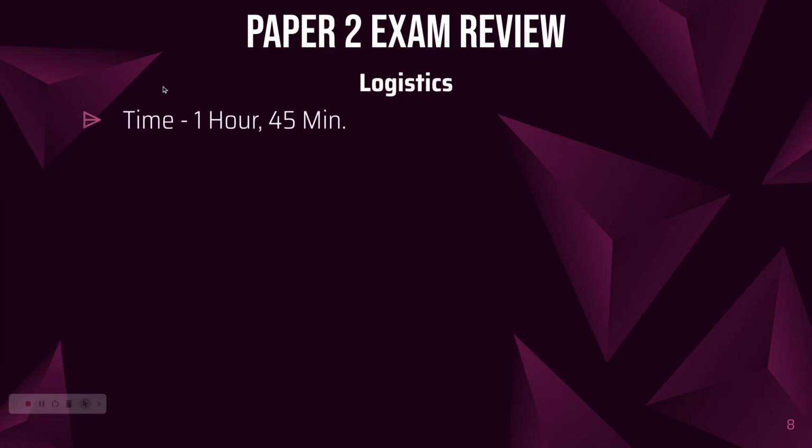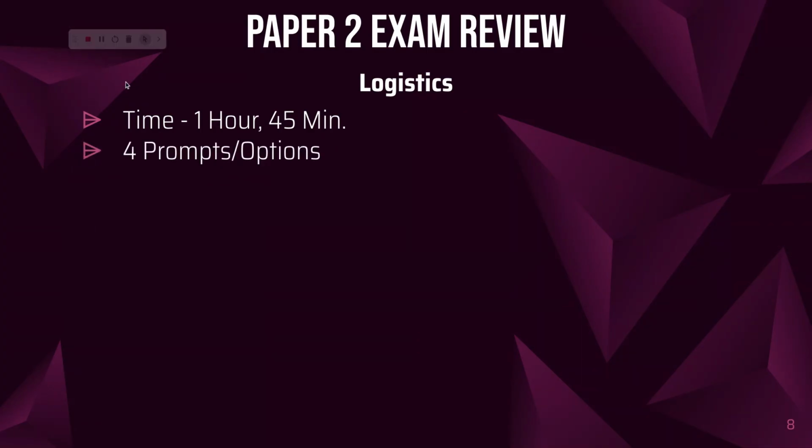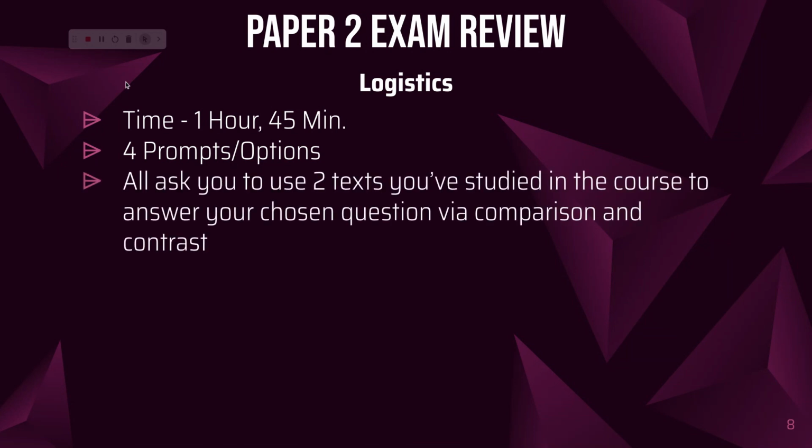All right. So the time for the paper 2 exam: you have 1 hour and 45 minutes. There will be 4 prompts or 4 options that you are given. All of the options ask you to use 2 texts that you studied in the course to answer your chosen question via some kind of comparison and contrast. You can use anything that you've read in your year 1 and in the year 2 course, fiction and nonfiction, it doesn't matter.